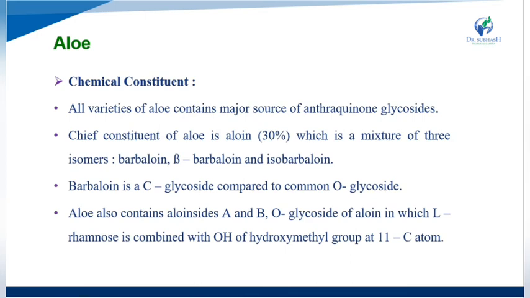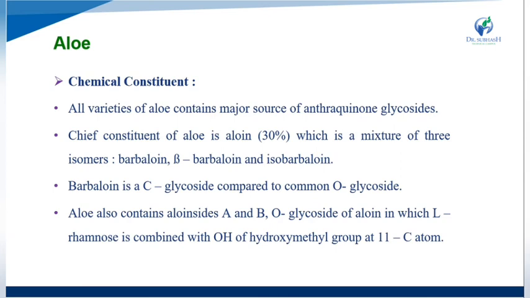Then barbaloin is a C-glycoside, compared to the common O-glycoside. Okay, then aloe also contains aloinoside A and B, and also an O-glycoside of aloin, in which L-rhamnose is combined with the OH of the hydroxymethyl group at the 11 carbon atom.